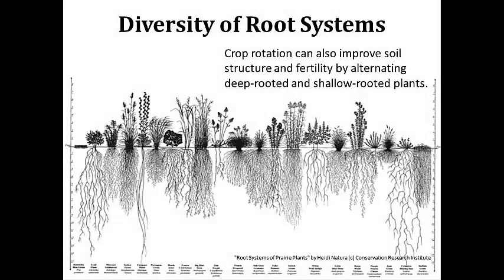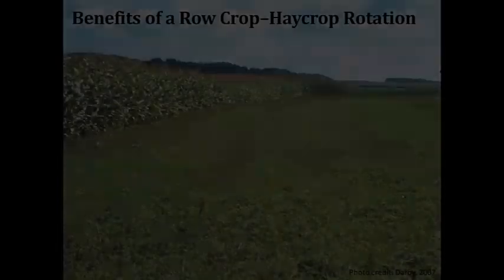So crop rotation can improve the soil structure and fertility by alternating both deep-rooted and shallow-rooted plants. And you can just see in this example, these are root systems of prairie plants, not necessarily agricultural plants, but you can see how rooting systems are at different depths. They have different types of roots that may help break compacted layers or just explore the soil profile in a different means and can access nutrients from different levels. So crop diversity from both a root perspective and plant family perspective is very important.